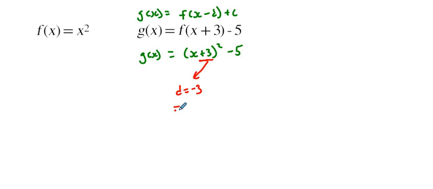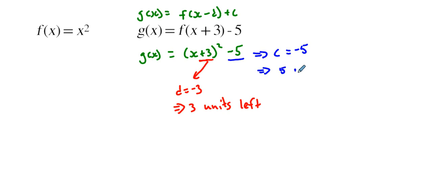And this will imply to me that we are moving 3 units, and we're actually going to move to the left here because d is negative. And even though it looks like the positive there, that can be a bit of a trick for this. Then we look here and we see the negative 5, and this implies to me that c is equal to negative 5. Again, no sign flip. And that implies then that we're shifting 5 units down.